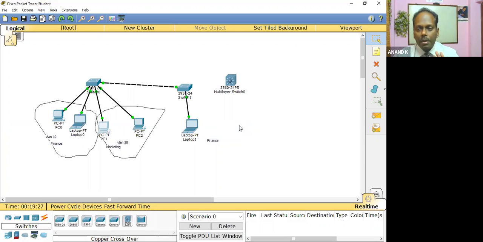The difference between layer 2 and layer 3 is that in layer 2, you can have VLANs separated, but in layer 3, you can have inter-VLAN routing also. The routing concept will also be there in this particular one, but not for IP routing. It is for VLAN routing. Is this clear? Any other questions?